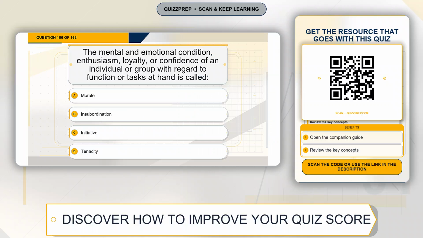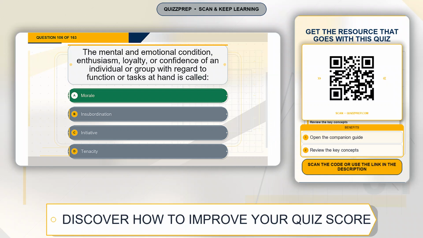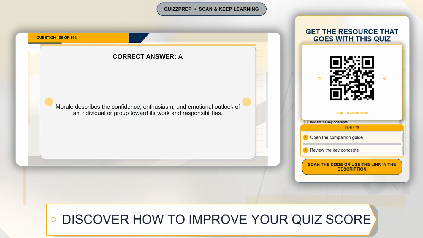Question 106. The mental and emotional condition, enthusiasm, loyalty, or confidence of an individual or group with regard to function or tasks at hand is called. Option A, morale. Option B, insubordination. Option C, initiative. Option D, tenacity. The correct answer is option A, morale. Explanation. Morale describes the confidence, enthusiasm, and emotional outlook of an individual or group toward its work and responsibilities.